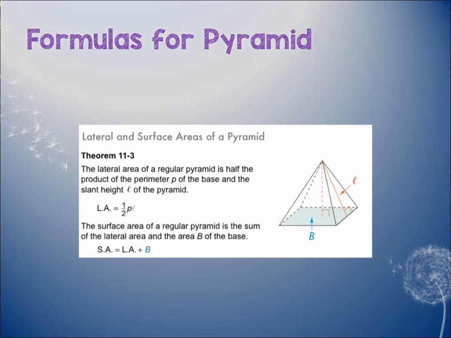Okay, so the formulas for the pyramids are these. The lateral area, which is going to be the area of all the triangles. So all these vertical triangles or slanted triangles, that is your lateral area. And that's 1/2 perimeter of the base times the slant height.